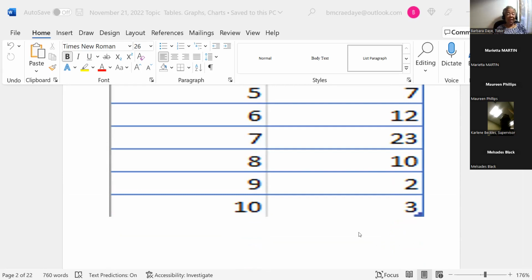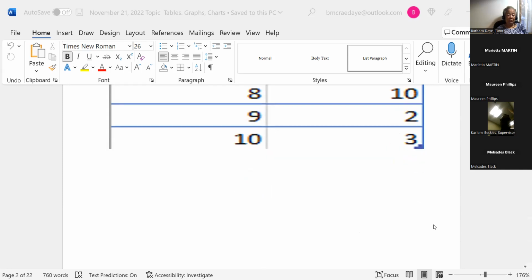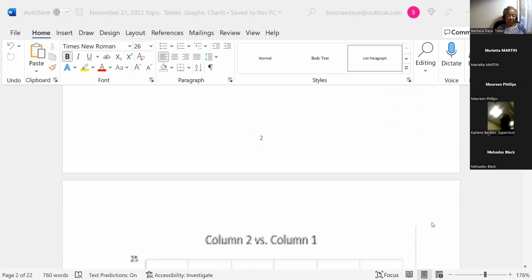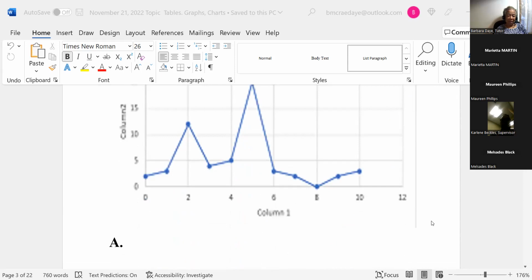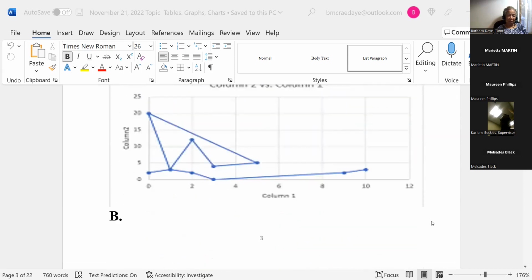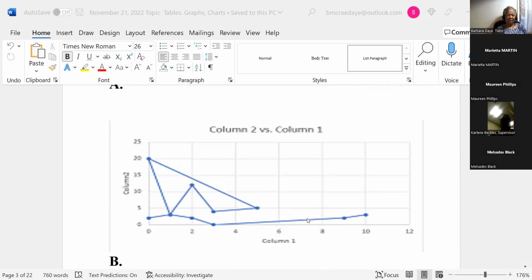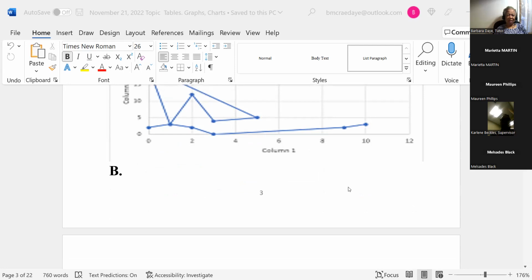So this will be a line graph, right? And it will be one line. And if that's the case, now let's look at the graphs. A, there's a line graph. What about B? Is that a line graph? Anybody? One is a line graph. Yeah, it's a line graph.